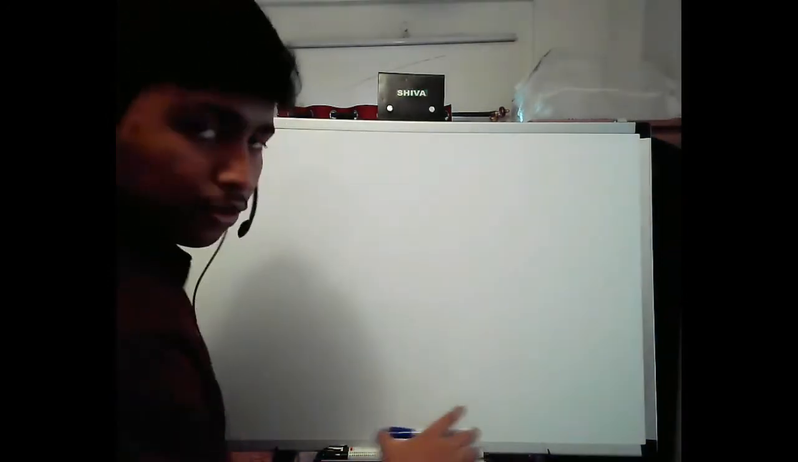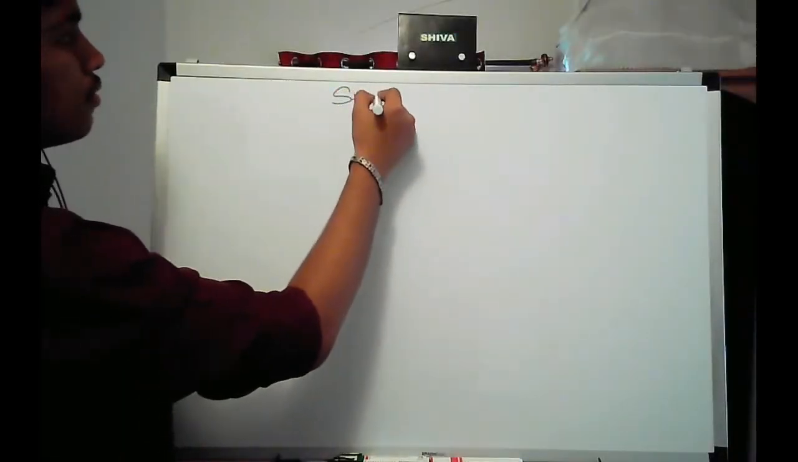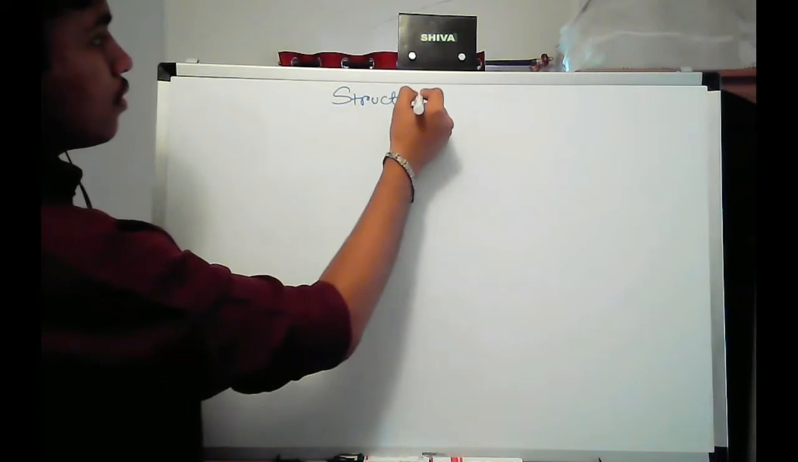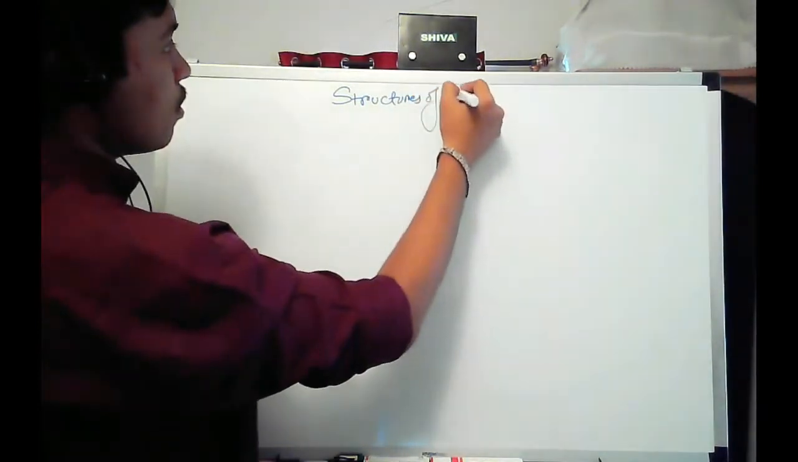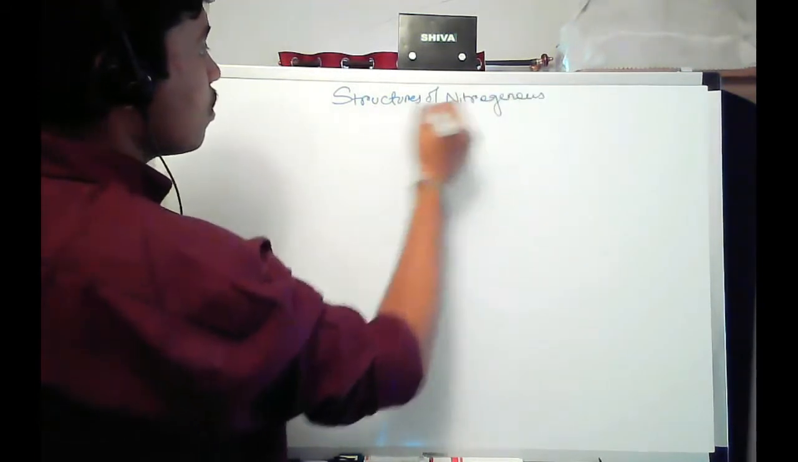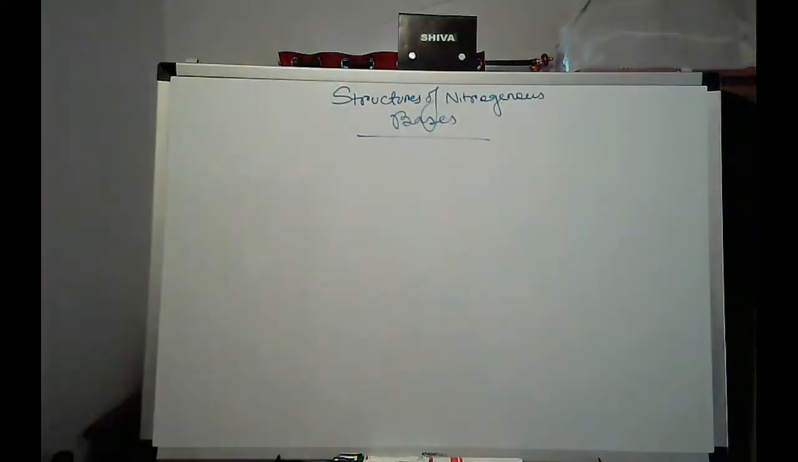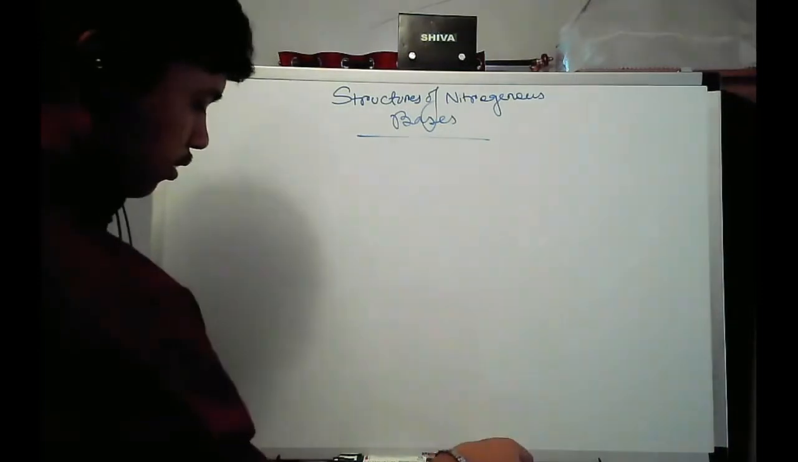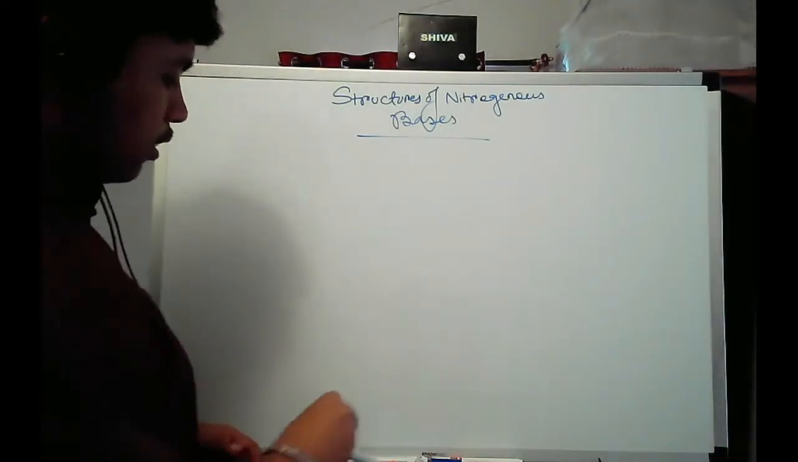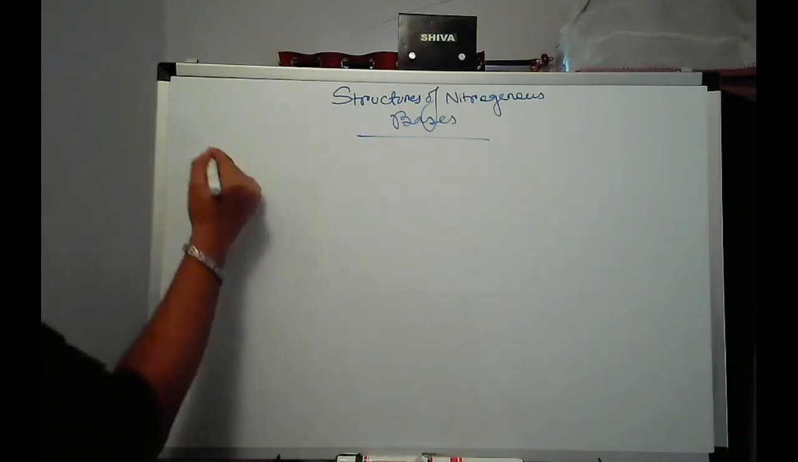So today we are going to see the structures of nitrogenous bases. Now let us check out the structures. First of all, we'll see adenine, the purines and the pyrimidines.